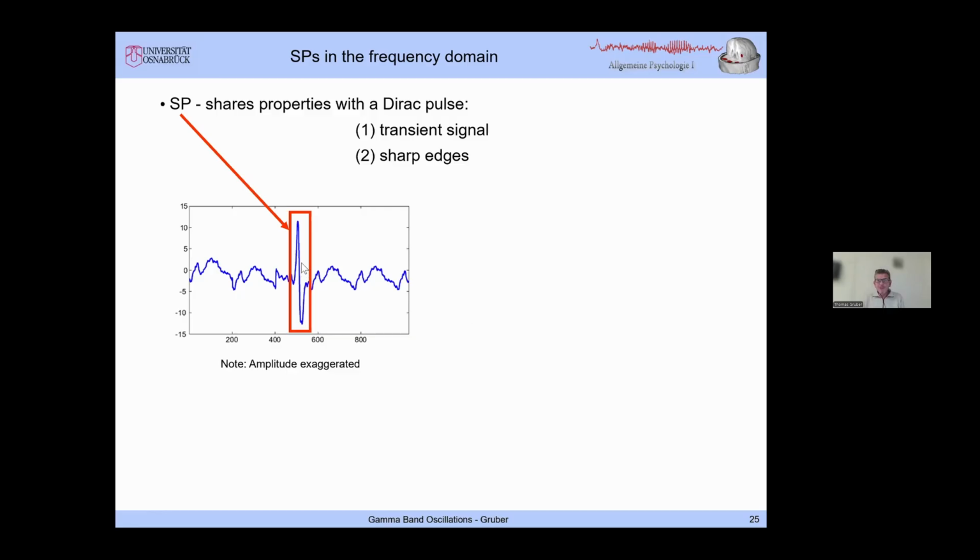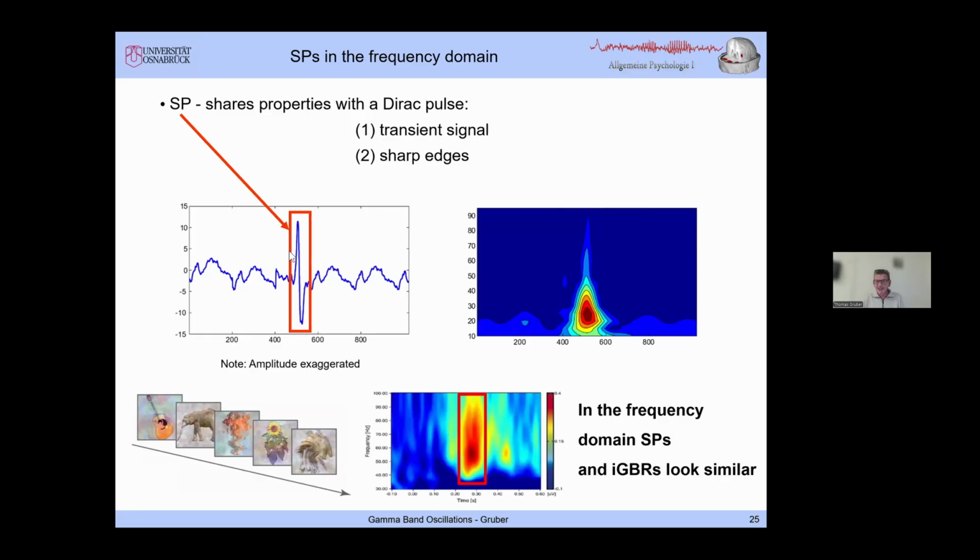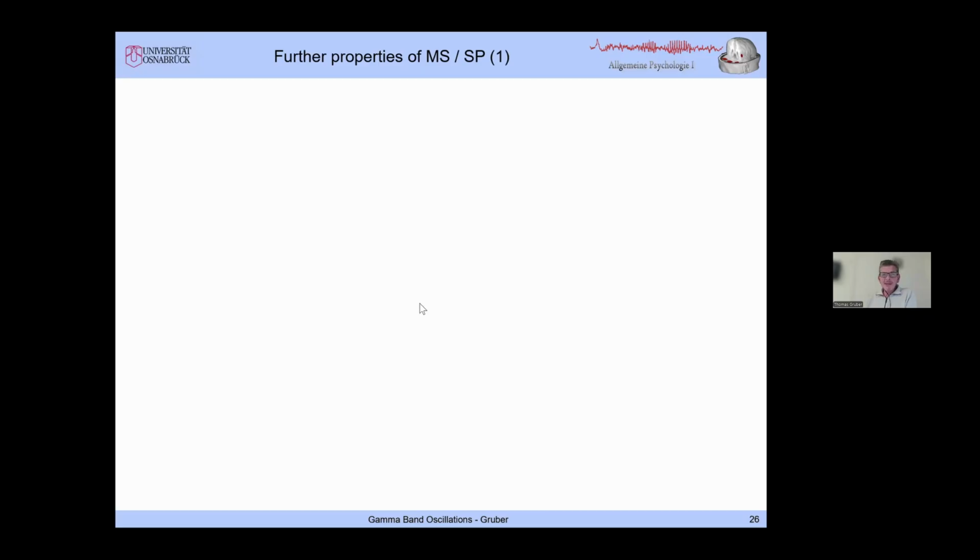So if we do a frequency transform of a saccadic potential, you see this candle-like thing here during the saccadic potential, and this looks, I hope, familiar to you now. This looks like the gamma band responses I have shown you in so many studies. This is here this familiar, unfamiliar study, and this is the gamma response, and this is the Dirac pulse. This is the time by frequency transform of a saccadic potential. So in the frequency domain, saccadic potentials and gamma band responses look similar. Problem number one. But there are further properties of microsaccades and saccadic potentials which are problematic.